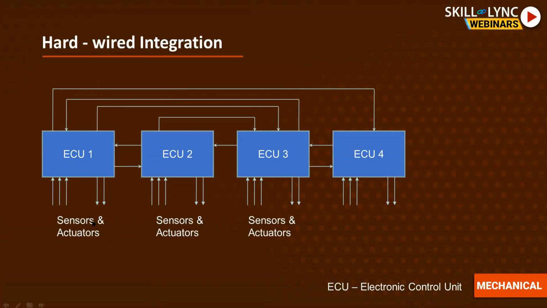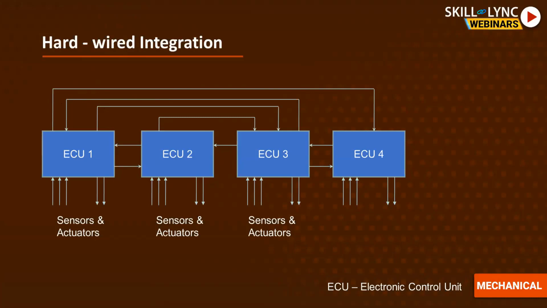Suppose one sensor and actuator can be shared with two ECUs. In that case, everything is separate. We cannot take the inputs, or if we do, it is a long way to go because there are so many wirings here. So there is no shared information.